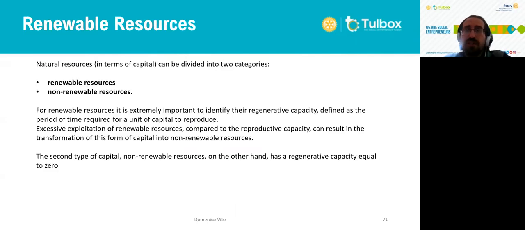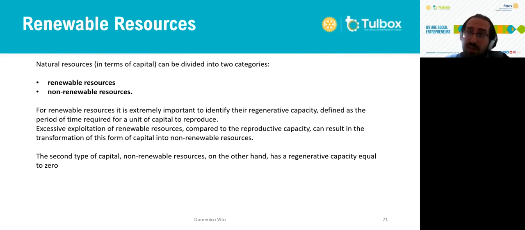Of course, if we are talking about sustainability, we have to deal with resources. We need to understand this point properly in the definition of sustainability. To be sustainable, we have to leave the world with the same resources available for our future generations. But if we look at nature, we can basically distinguish two types of resources: renewable resources and non-renewable resources.